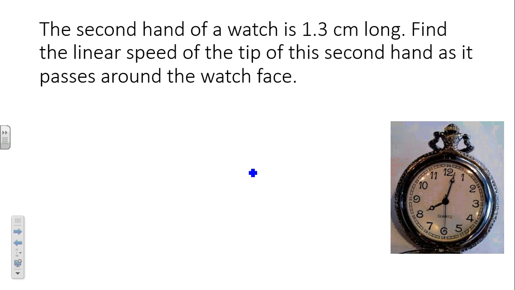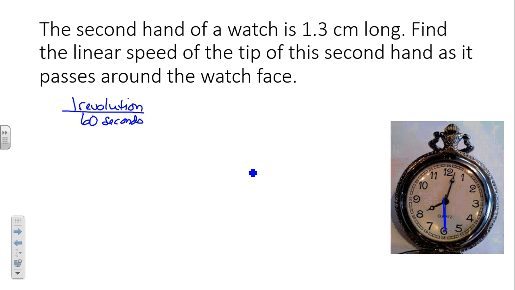The second hand, so we have an hour hand, right? We have a minute hand, and we're talking about this little dude right here. In 60 seconds it makes one full revolution, right? So to find the angular velocity, we have one revolution every 60 seconds, right?